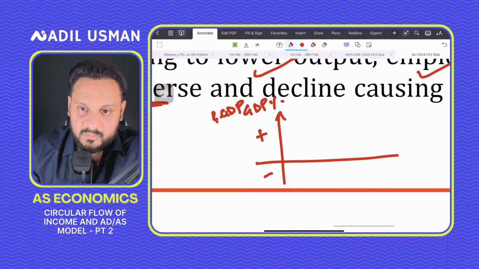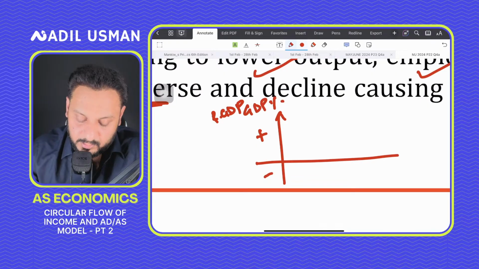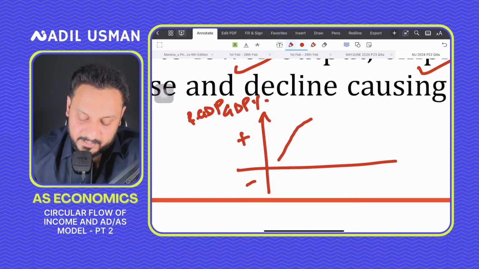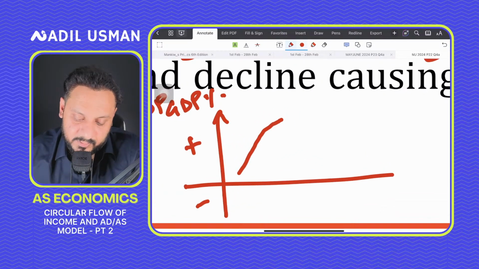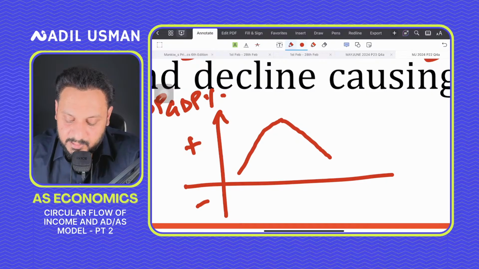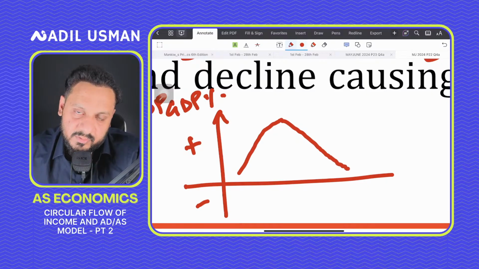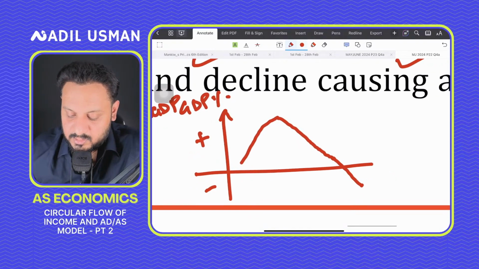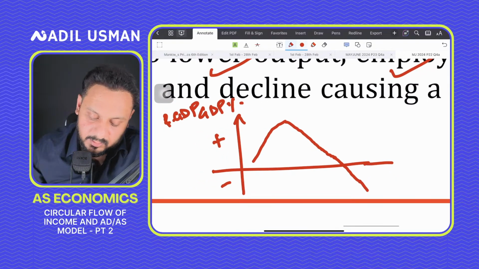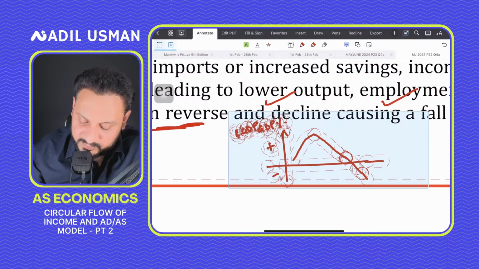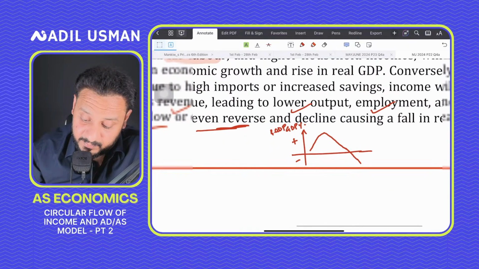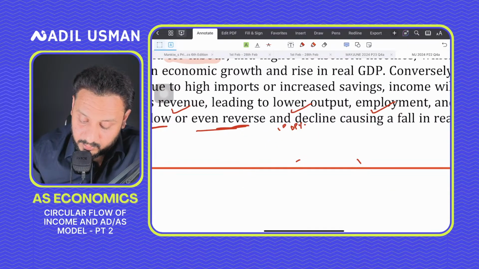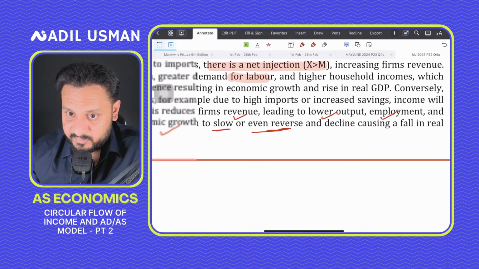So if your graph is going something like this, and what will happen is that imports start to rise, so it will have a depressing impact on economic growth, and ultimately this is economic growth reducing. And then ultimately, it could reverse, as in things could just turn upside down, and real GDP just goes negative. So there's a declining real GDP, basically real GDP is falling here. When the percentage of economic growth goes negative, real GDP is declining.